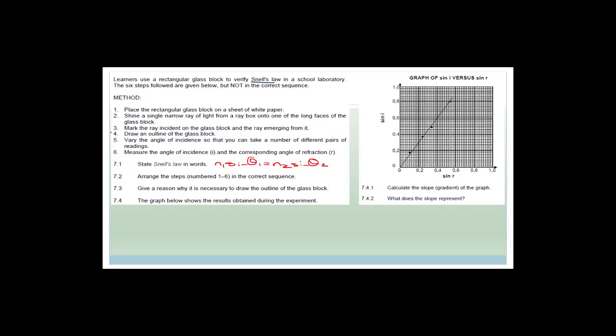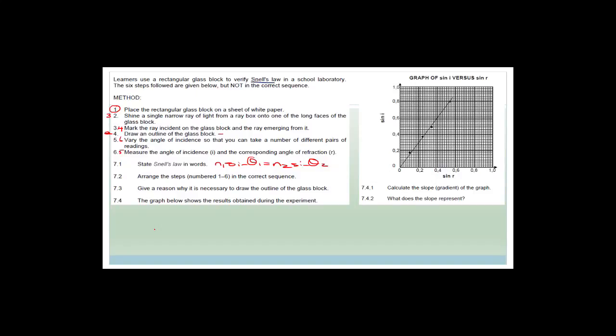Okay, the first thing we are going to do is place the rectangular glass block on the sheet of paper. Next, number two, is we're going to draw the outline of the glass block. Number three is we're going to shine a narrow ray of light from a ray box onto one of the long faces of the glass box. Four, we're going to mark the ray incident on the glass block and the ray emerging from it. Then five is we're going to measure the angle of incidence and the corresponding angle of refraction. And then six, we're going to vary the angle of incidence so we can take different pairs of readings.